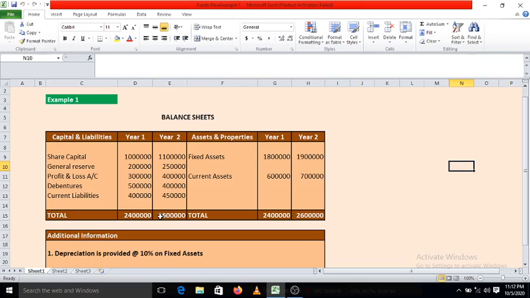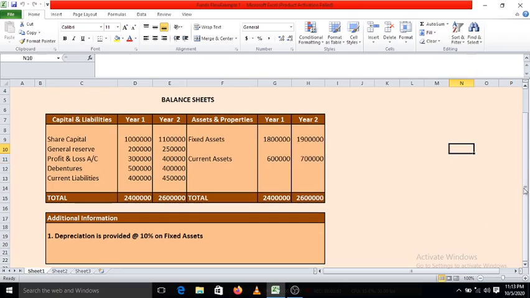But how these 2 lakhs came about, that we have to see by preparing the fund flow statement. In addition to the balance sheets, one more piece of additional information is given, that is depreciation. Depreciation is provided at the rate of 10% on fixed assets. With the help of these two balance sheets and this additional information, we have to prepare the fund flow statement.